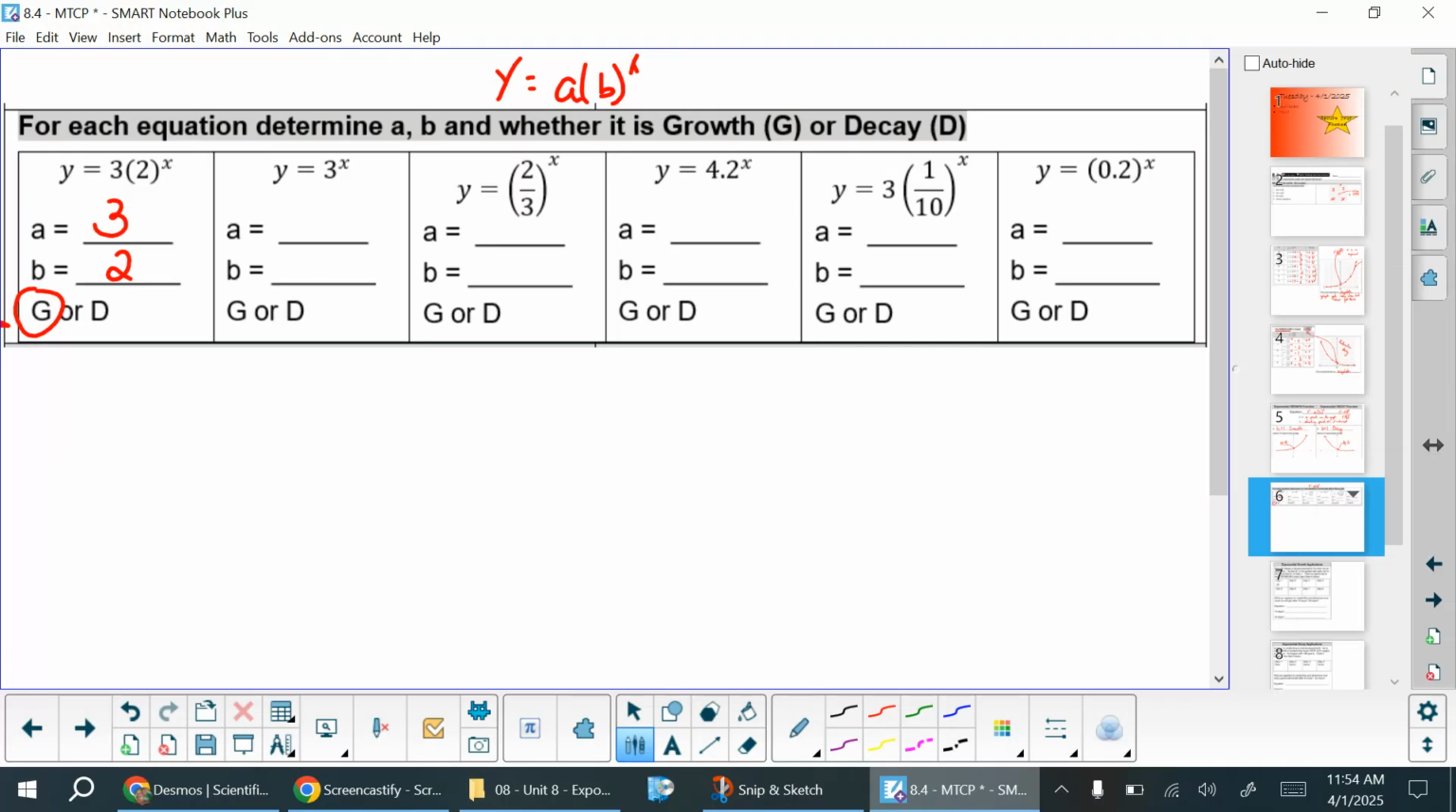On the second one, a little bit harder. This one doesn't have an a written in there, so it's really 1 times 3 to the x. So my a is 1, my b is 3, and it's still growth. So go ahead and pause that video, try those next 4, and then come on back and we'll talk about this.